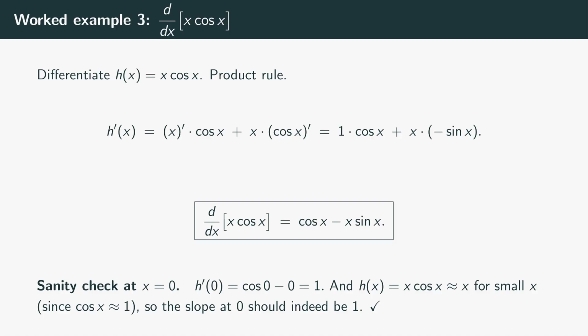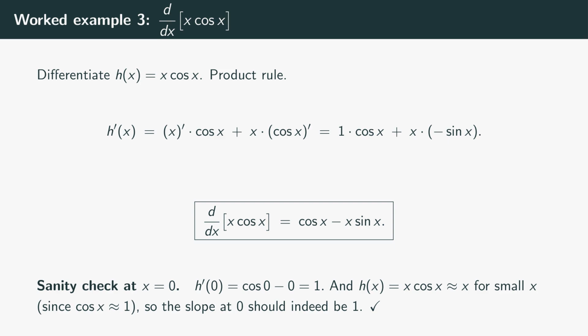Quick sanity check. At x equals 0, the derivative is cosine of 0 minus 0 times sine 0, which is 1 minus 0, which is 1. Does that match the function? Near 0, cosine x is approximately 1, so x cosine x is approximately x. A function that looks like x near 0 has slope 1 at the origin. Check. The product rule plus today's identities does it in one line, and the answer passes its own sanity check.